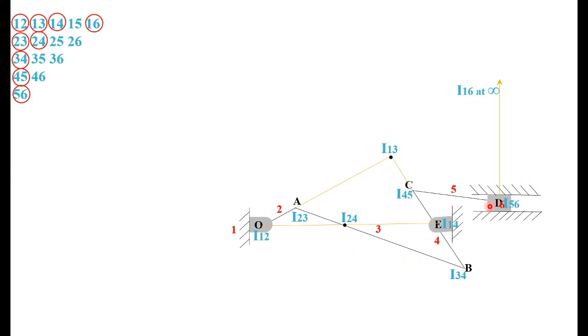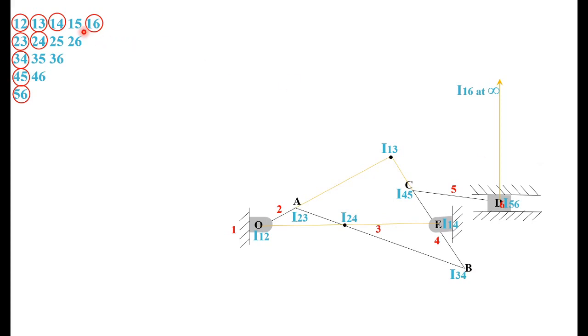So next we can locate 1 5. So how will you locate 1 5? To locate 1 5 you have to take any combination of 1 5 with the third link. So you can take a combination 1 5 6.